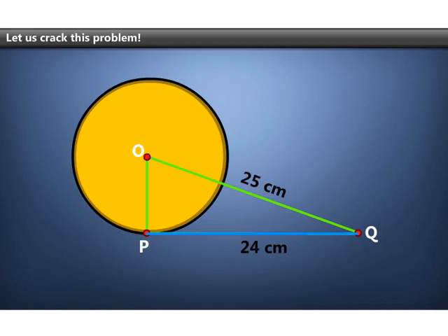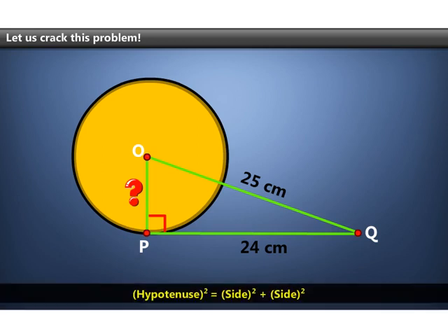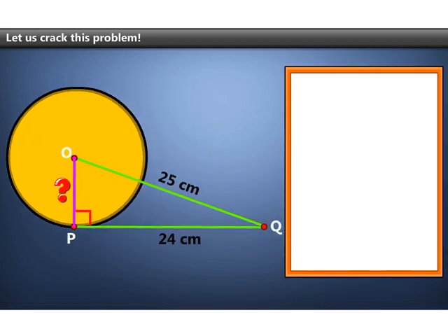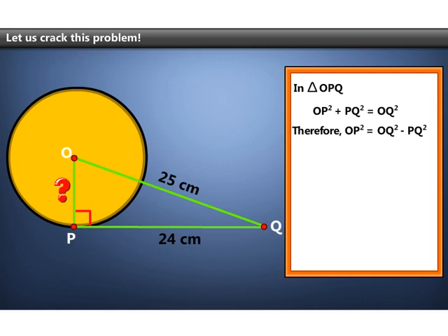A tangent to a circle is perpendicular to the radius through the point of contact. So, OP is perpendicular to PQ. The length of the radius can be found using Pythagoras theorem. According to Pythagoras theorem, the square of the hypotenuse is equal to the sum of the squares of the other two sides. OP square plus PQ square is equal to OQ square. Therefore, OP square is equal to OQ square minus PQ square. Substituting the values and simplifying, we get OP is equal to 7 centimeters.